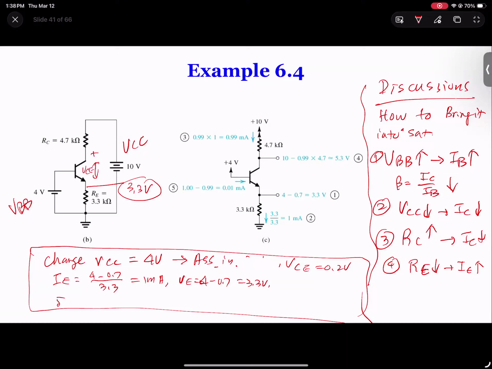So I will have my IC equal to 4 volts minus 0.2 minus 3.3, divided by RC. RC didn't change. So that gives me 0.5 volts divided by 4.7K. That gives me 0.1 milliamps. Wow, 0.1 milliamps. So that really does the work.